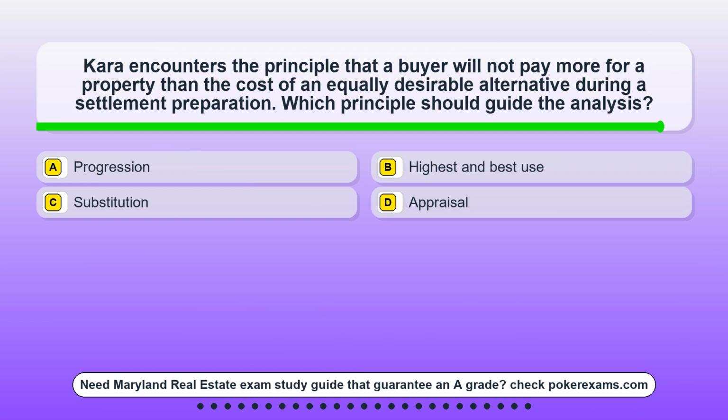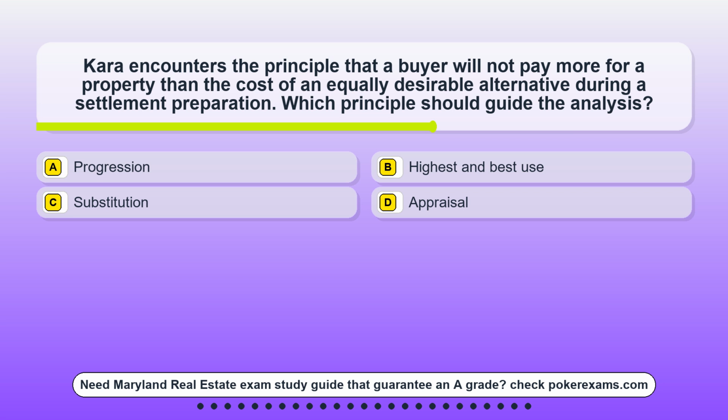Question 13. Kara encounters the principle that a buyer will not pay more for a property than the cost of an equally desirable alternative during a settlement preparation. Which principle should guide the analysis? Option A, progression. Option B, highest and best use. Option C, substitution. Option D, appraisal.